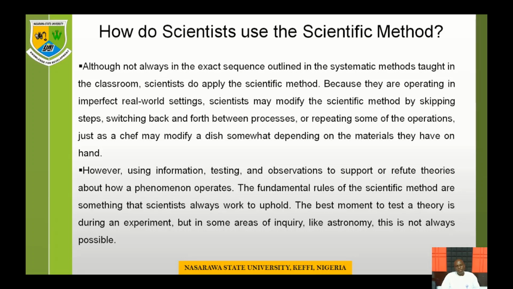However, the scientific method uses information, testing, and observations to support or refute theories about how a phenomenon operates. The fundamental rules of the scientific method are something that scientists always work to uphold. The best moment to test a theory is during an experiment. But in some areas of inquiry like astronomy, this is not always possible.